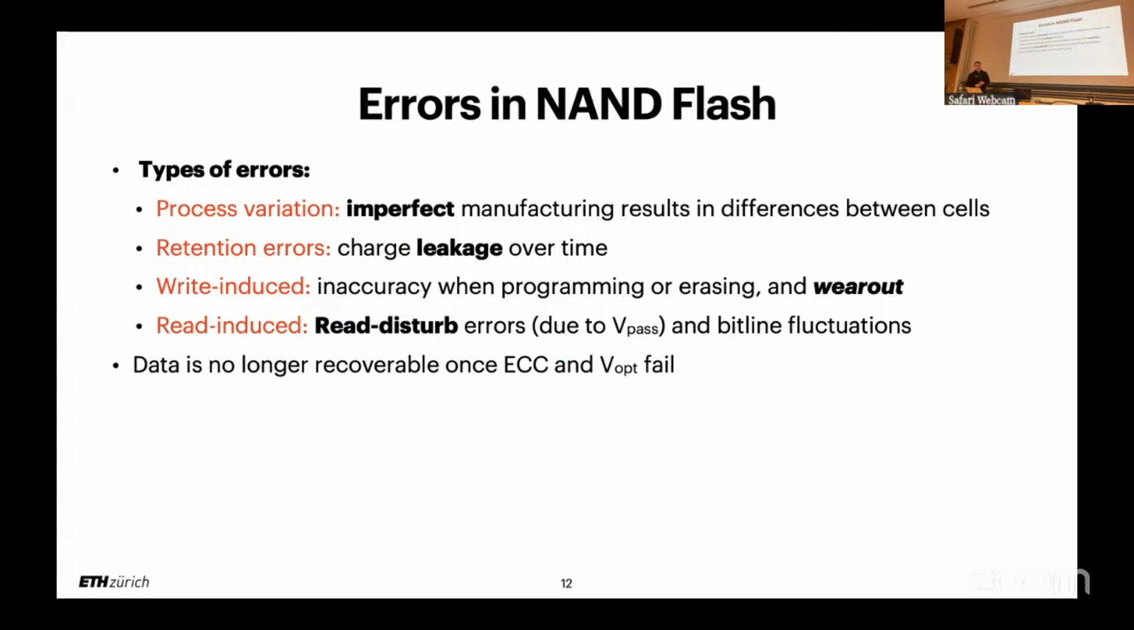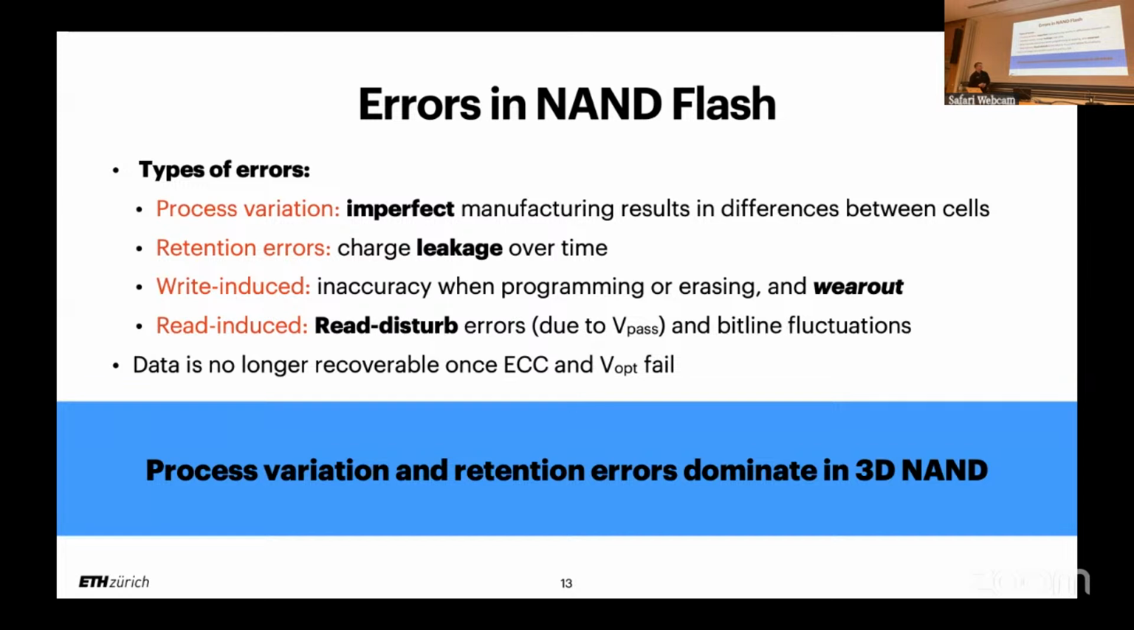Read-induced errors are basically caused by read disturb phenomena. Recall that we apply a pass-through voltage to all unread cells, but this can also have a slight programming effect. So this also causes some errors. Basically, when ECC and optimal read reference voltage are applied, when these two can no longer give us correct data, is when we lose our data and can no longer recover it.